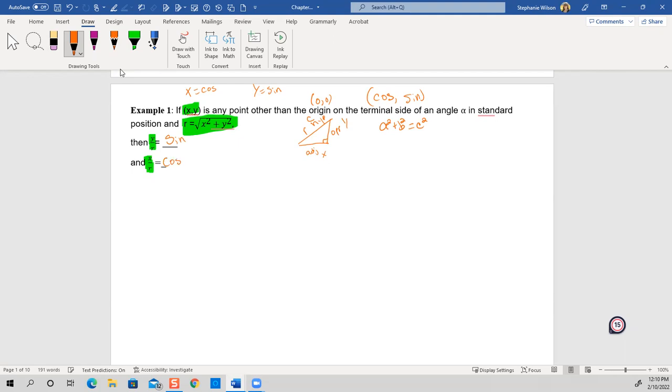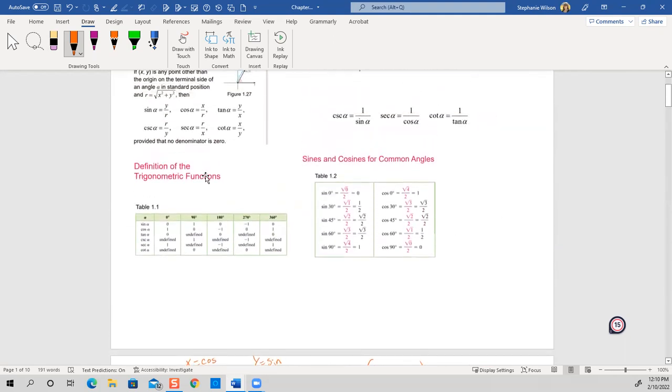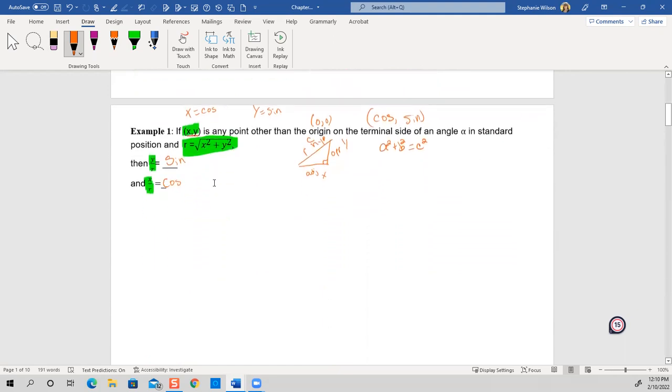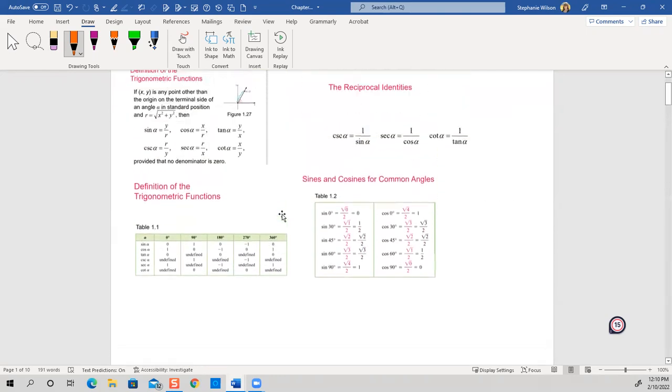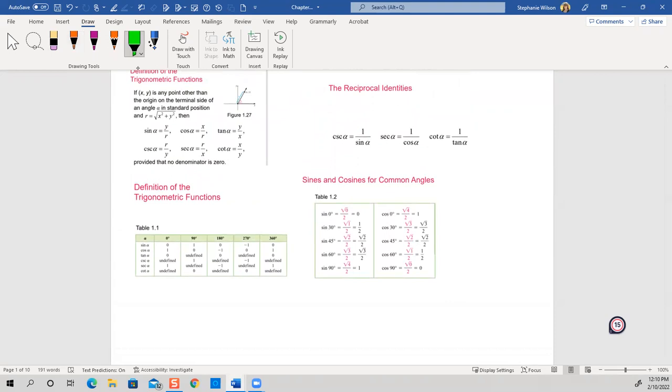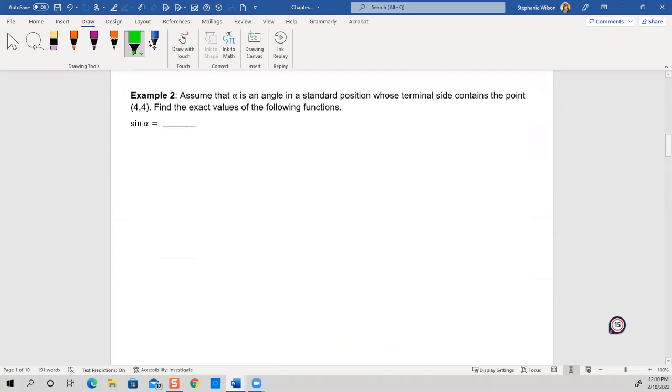So this is just recognizing what our identities and formulas are, which is given here on the front page. So let's talk a little bit again. Tangent, we know, is y over x, which means it's sine over cosine. And if you go up here to these identities, you'll notice that cosecant is the inverse of sine, and secant is the inverse of cosine. Then that means cotangent is the inverse of tangent. These are very, very important, guys. I would write them down for sure and memorize them. So let's go to example 2.